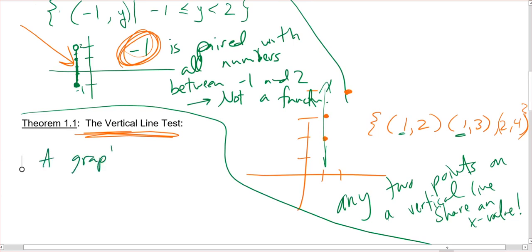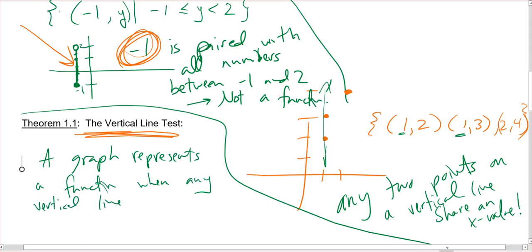A graph represents a function when any vertical line intersects it at most one time. A graph represents a function when any vertical line intersects the graph at most once. Okay, so this is phrased in a positive way.